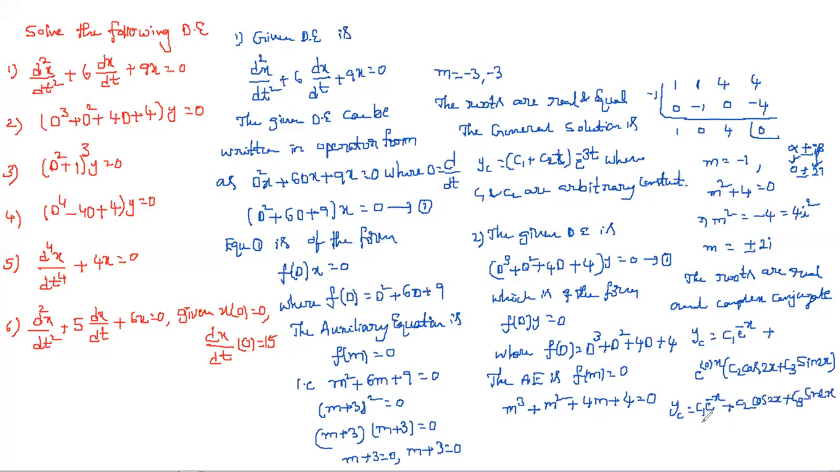Got it? Can you accept it? Is this the general solution or not? Yes. Why? Because how many arbitrary constants are here? Total 3 arbitrary constants, where c1, c2, and c3 are arbitrary constants. So this is nothing but the general solution of the given differential equation. Any doubt in that?